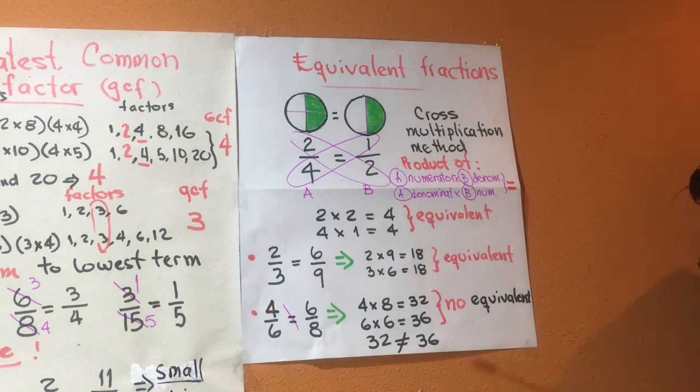But the same does not always happen. Take 4/6 and 6/8. Let's check it. If I multiply 4 times 8, it's going to give me 32. And 6 times 6 is going to give me 36. As you can see, 32 is not equal to 36. Then they are not equivalent. That's the way we can find the equivalence between two fractions. And that's a very simple way of doing this type of exercise.